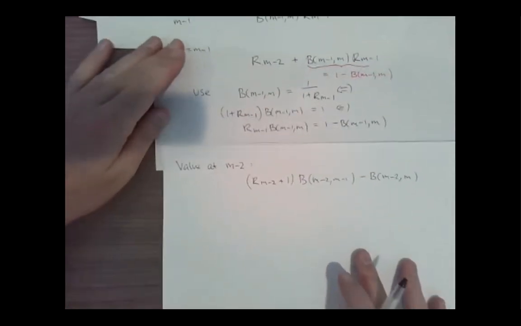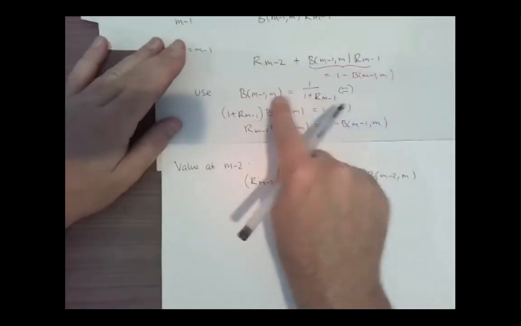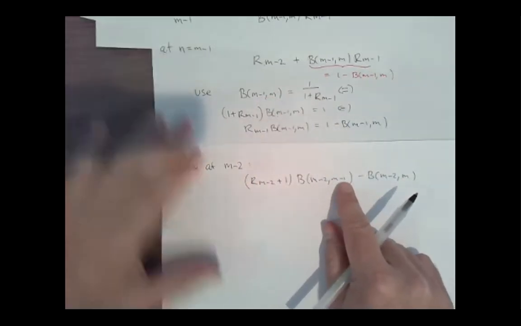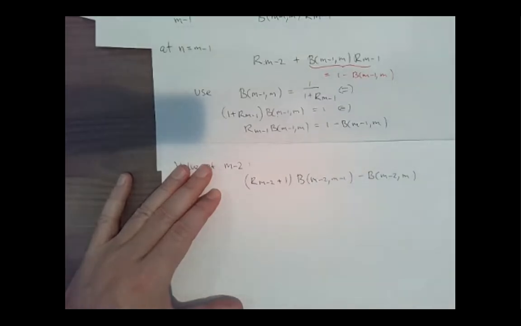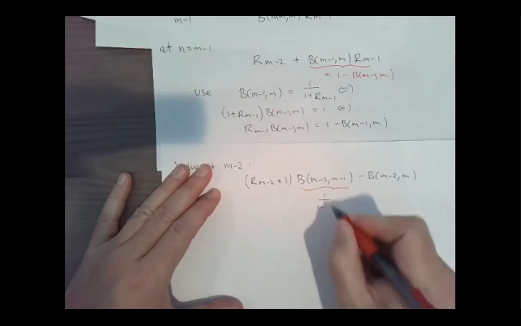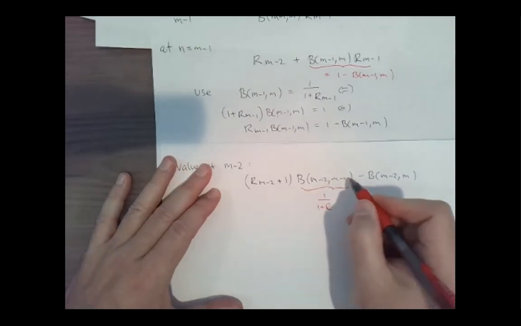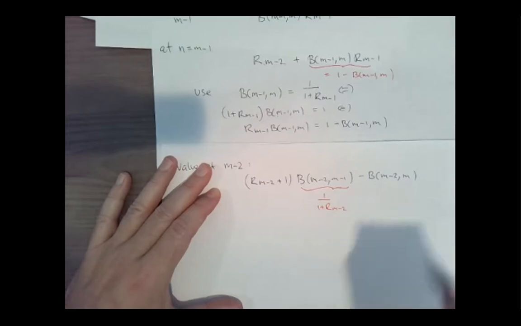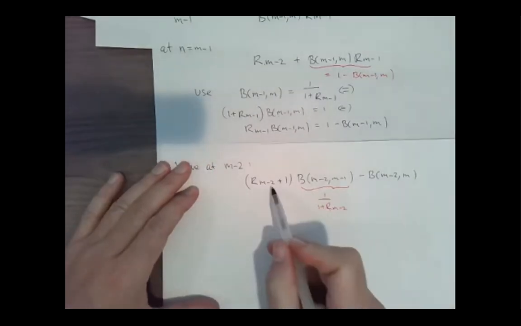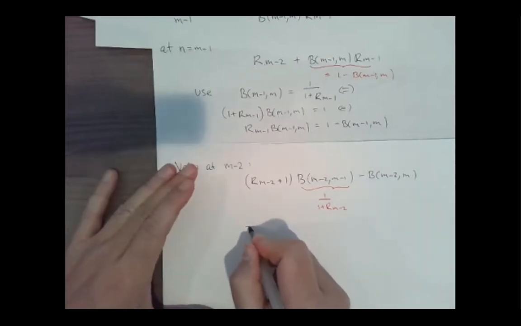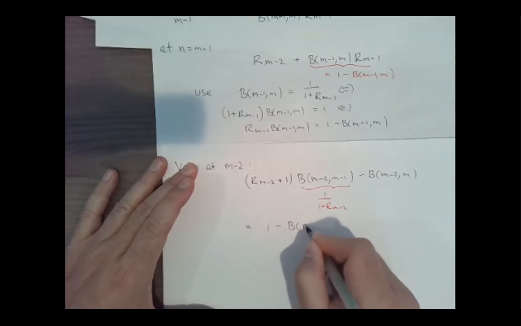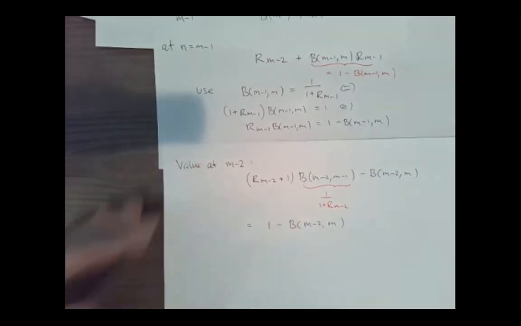As before, we have this relationship between the zero coupon bonds over the next period. Here it was from m minus 1 to m. Here's from m minus 2 to m minus 1. So this thing is going to be 1 divided by 1 plus the interest rate that works from m minus 2 to m minus 1. This is r m minus 2. And so we see d neatly cancels out. This is exactly equal to 1 minus b m minus 2 m.